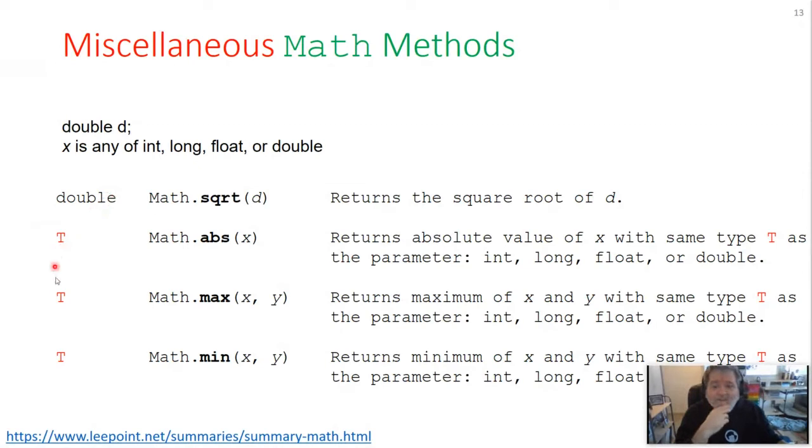But this data type here, T, T, and T, what does that mean? Well, I just meant that the return value for each of those 3 methods can have a data type that is going to be one of int, long, float, or double. So you could replace T by any of those keywords. And there is a version of the method Math.abs that returns an int. There's a version that returns a long, a version that returns a float, and a version that returns a double.